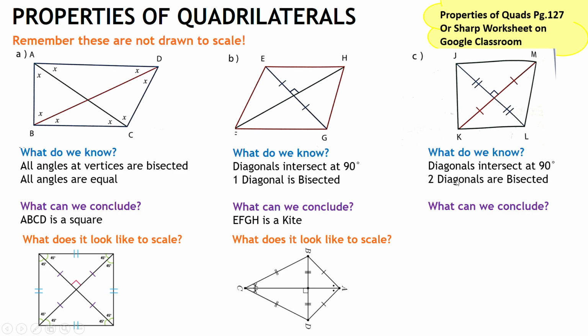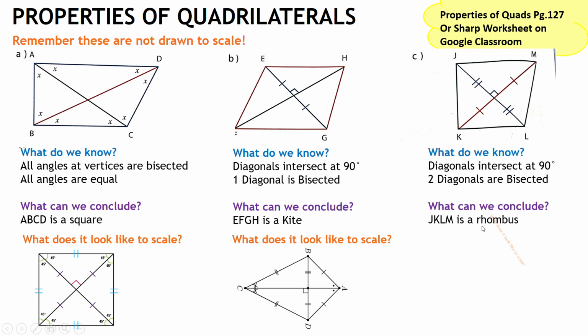What else do we know? Well, we know that 2 diagonals are bisected. So those 2 lines will be equal to each other, and then that line and that line are equal to each other. They're not all equal to each other. 2 pairs are equal to each other, if I can say it like that. In a square, all of them are equal to each other. In a rhombus, the 2 diagonals are bisected, but they're not all equal to each other. So what do I conclude? I conclude that JKLM is a rhombus.